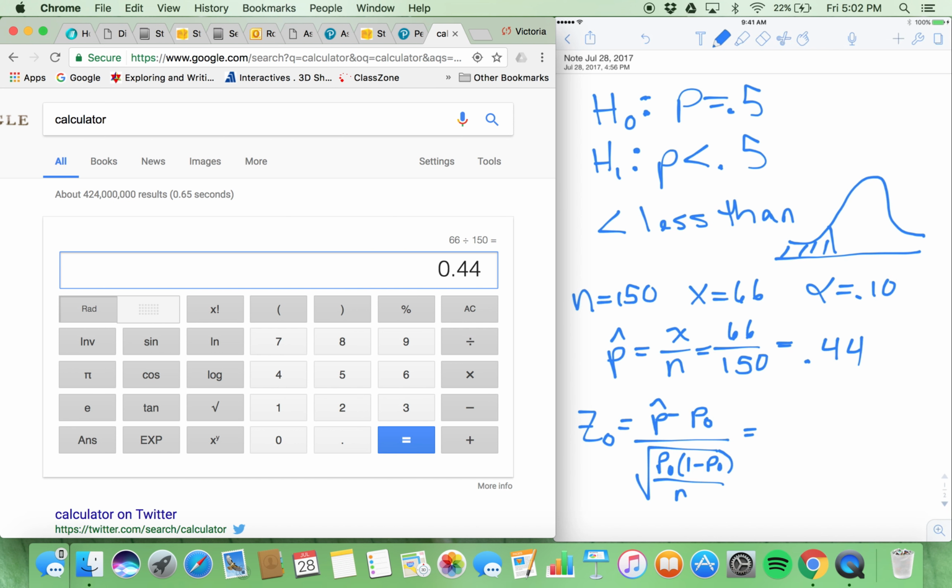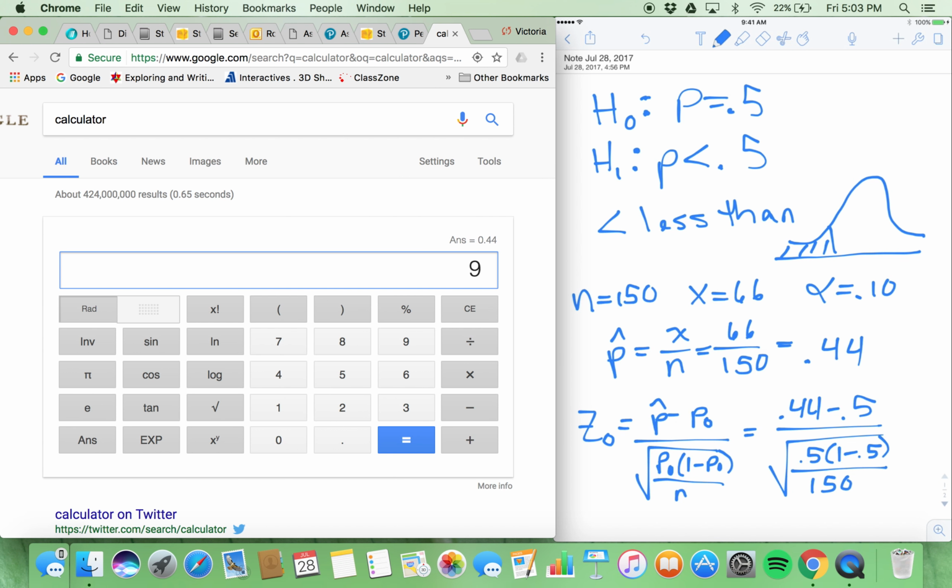So here's what it's going to look like. We're going to have 0.44 minus 0.5, and then over the square root of 0.5 times 1 minus 0.5, which is still 0.5, all over 150. Okay, so let me just type that into my calculator here.